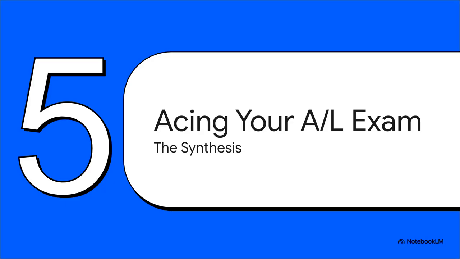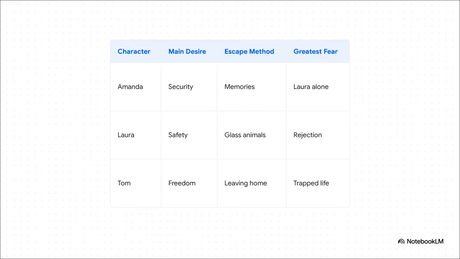Okay, let's wrap it all up with Section 5, acing your AL exam with a killer synthesis. So it's time to pull all these character dynamics together into a unified strategy that'll set your essay far apart from the pack. Think of this as your ultimate essay cheat sheet. It beautifully illustrates the core thematic connective tissue of the whole play.